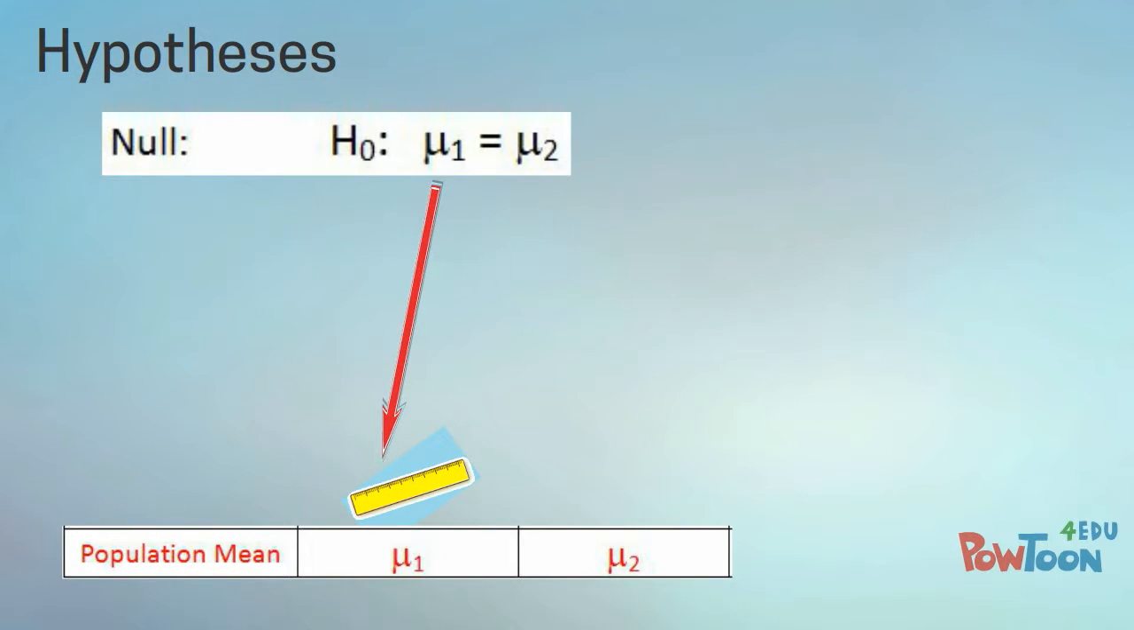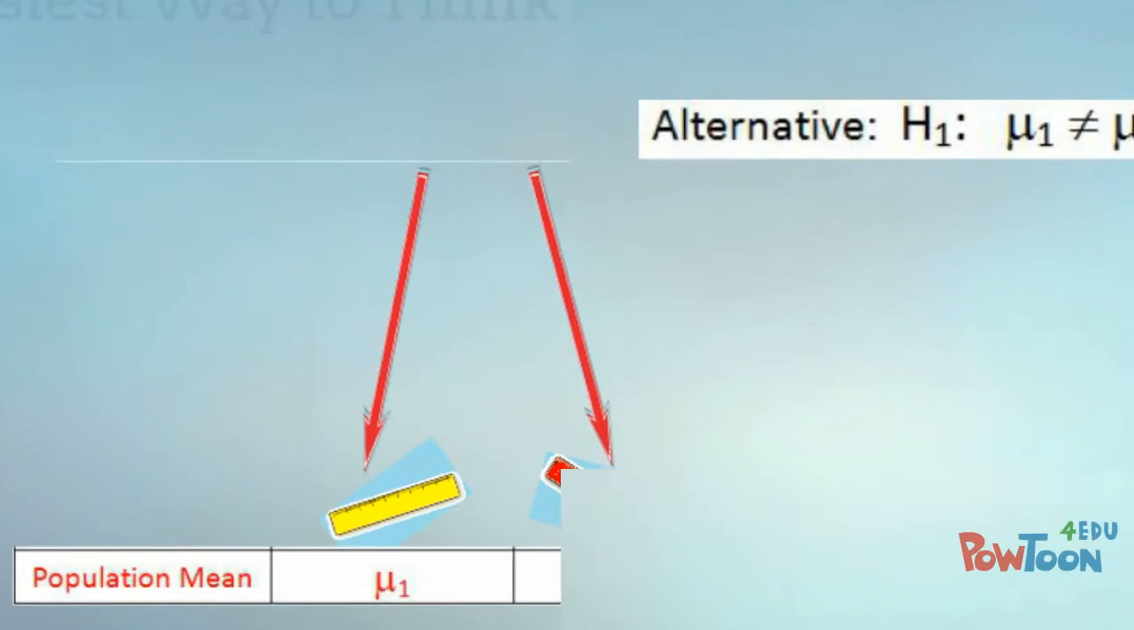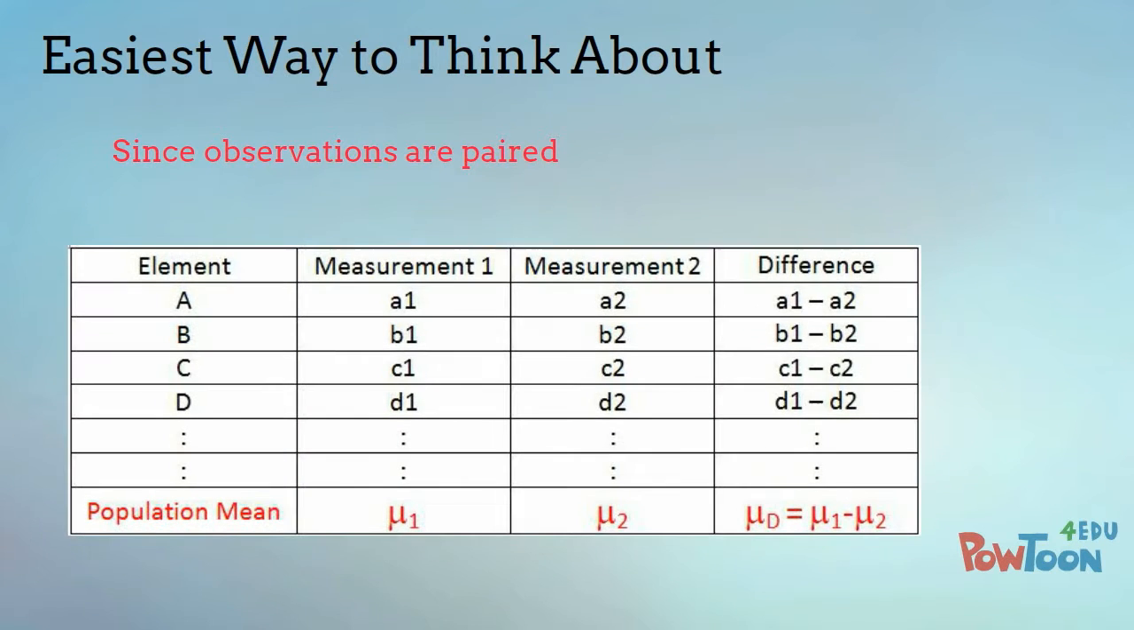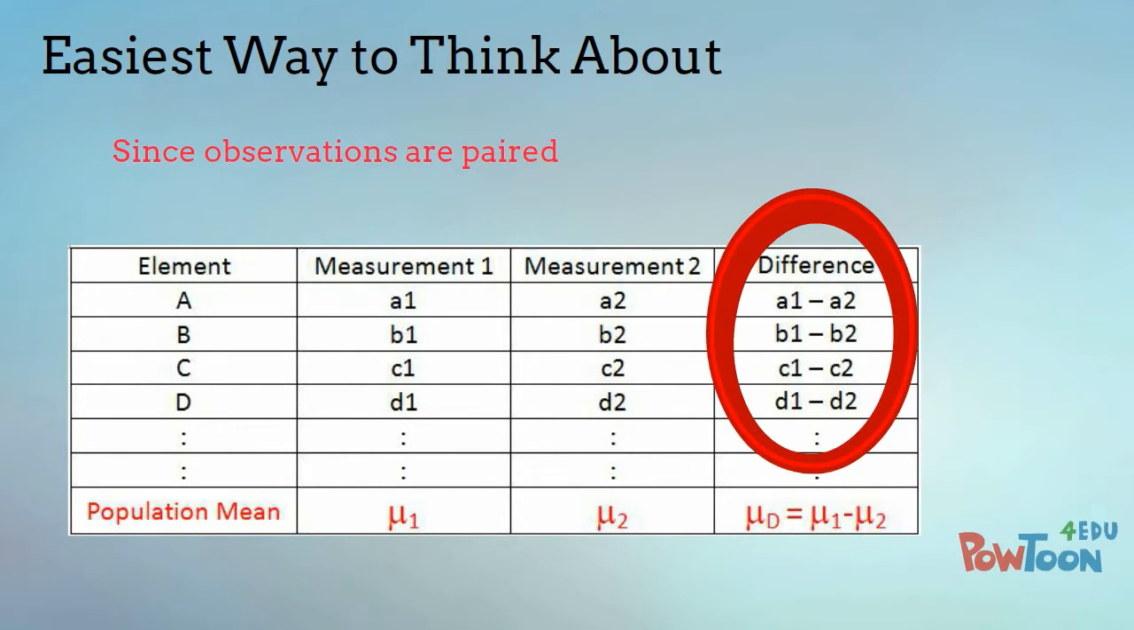for each element. The null hypothesis is that mu1, the population mean of the first set of measurements, is equal to mu2, the mean of the second set of measurements. The easiest way to think about the calculations is to note that since the observations are paired, we can think about the difference between the two measurements as the variable of interest. For example, for element A, we take the difference of the measurements A1 minus A2. For element B, we take B1 minus B2, then C1 minus C2, then D1 minus D2, etc.